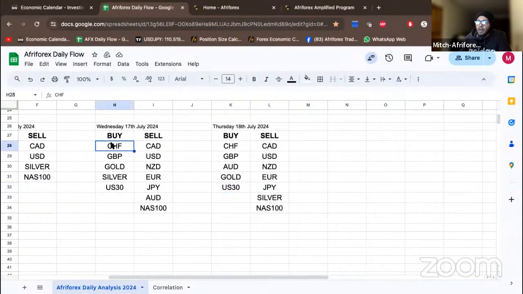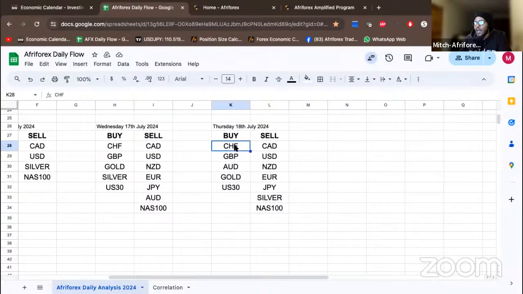Yesterday, our bias was looking for buying opportunities on the Swiss franc as well as the British pound, mixing and matching them with the pairs on the sell side. That's the Canadian dollar, the US dollar, the New Zealand dollar, the euro, the Japanese yen, as well as the Australian dollar.